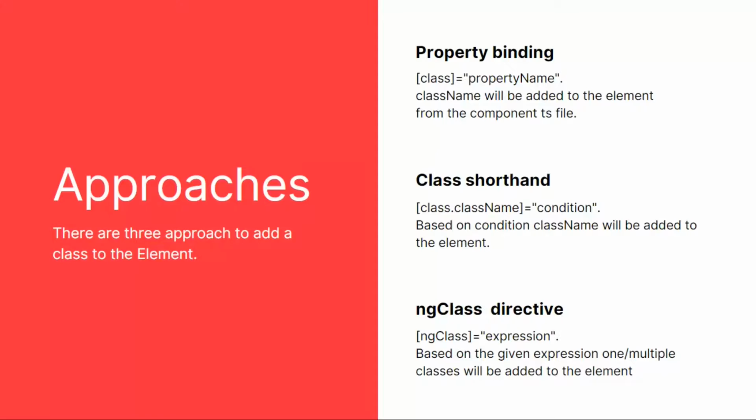Here, when it comes to class shorthand syntax, we are supposed to give the condition, and the condition should return the boolean values, that is either true or false. So based on the given condition, class will be added to the given element. Then if you see ngClass directive syntax, we are supposed to give the expression. The expression should have one or more classes along with the condition.